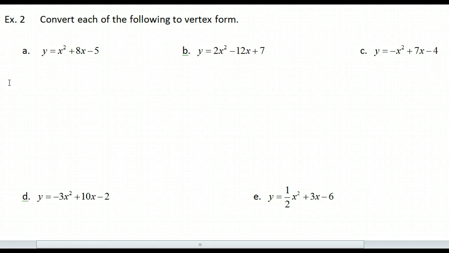Okay, convert each of the following to vertex form. And here, we're really going to find out one of the advantages of being able to do this on the video, which is that you'll be able to see what's happening, because we're going to move from one line down below and then jump back up and fill something in, and we're going to go back and forth from one line to the next.